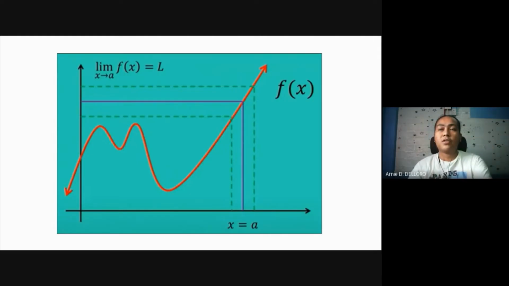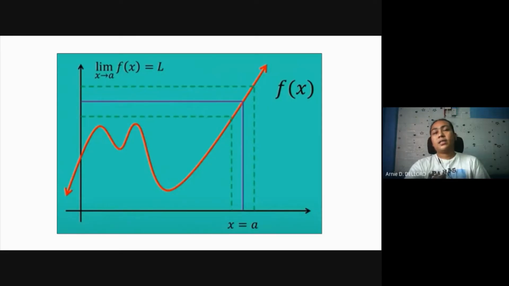Sa limit of a function, we are determining the number na habang nag-a-approach yung function sa particular number, in this case, the limit of f of x as x approaches a is equal to L. So as the function approaches a, ang natutumbok niyang number ay yung L. Yun po yung ibig sabihin ng limit of a function.